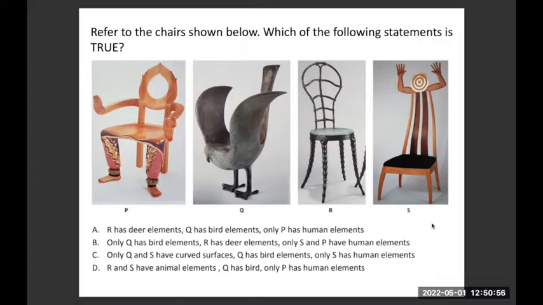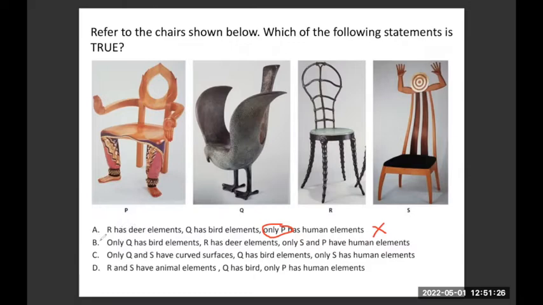The first option says R has deer elements, Q has bird elements, and only P has human elements. This is correct or incorrect? Incorrect, because of the last condition. Only P has human elements, so I would say it's incorrect.